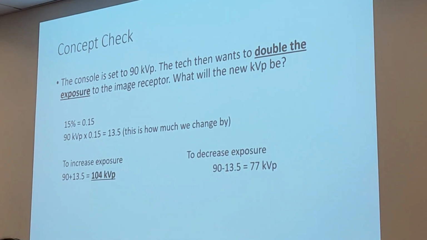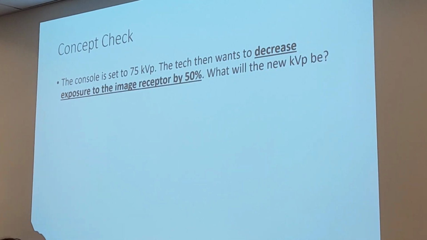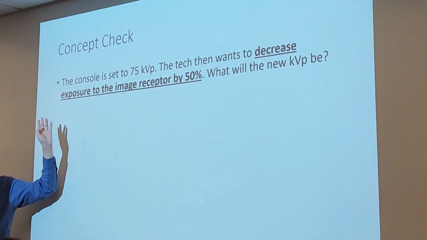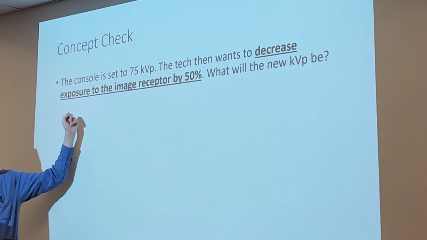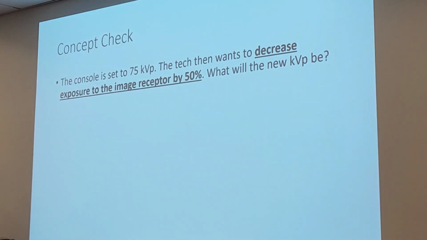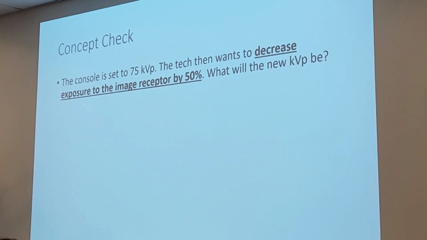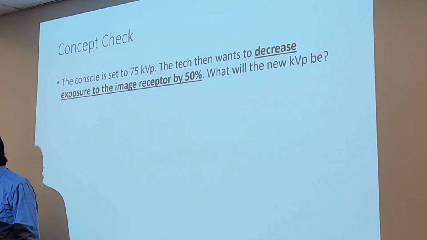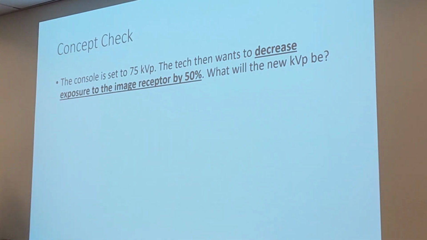Okay. Now, on the other hand, let's say our KVP is 75. We need to decrease exposure by 50%. So, what's happening to the number of x-rays at the IR? Minus 50%. It's going down by half, right? If there were 100 x-rays before, we want there to be only 50 x-rays afterward. So, we need to change our KVP. How much do we change it by? 15%. Good. What is 15% of 75?